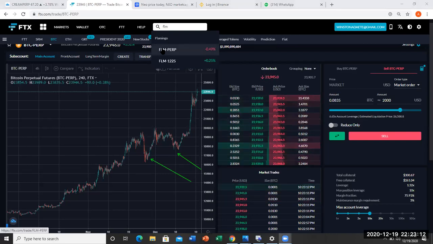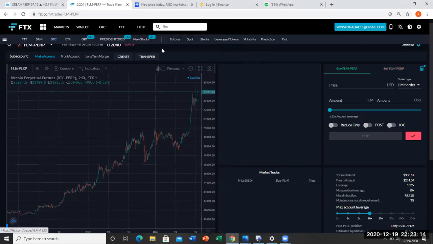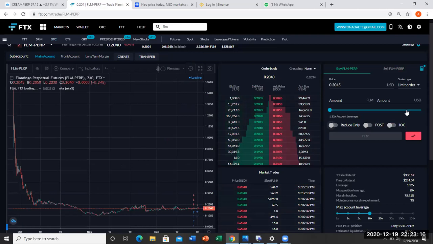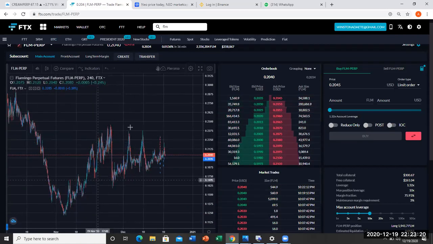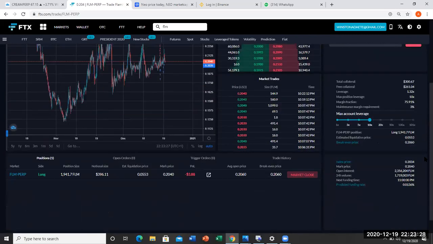This is it, FLM. Okay. I clicked on it, so I'm going to be seeing FLM now. The chart will now be the FLM chart, as you can see. So if I come here, I want to close the trade. You know that I'm longing, right?